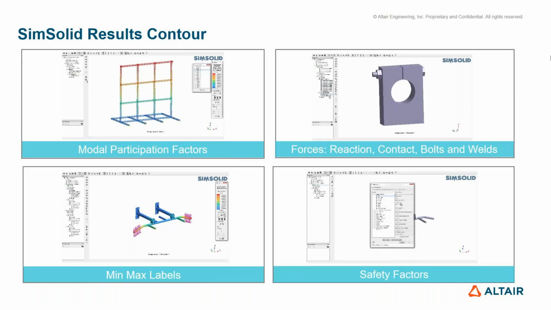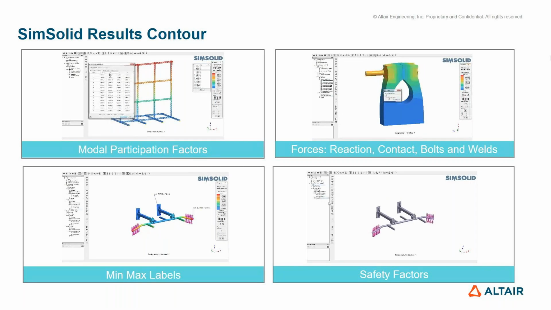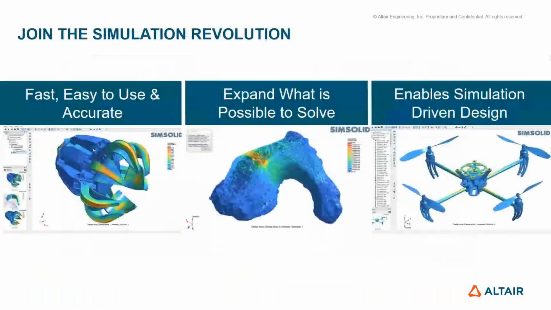So you will be able to calculate the modal participation factor, the reaction force that is acting on the bolt, and the factor of safety for the component, and so on. SimSolid is very fast and very easy to learn, and you can perform multiple iterations in a shorter time duration to get the results at the earlier stage of the design process.